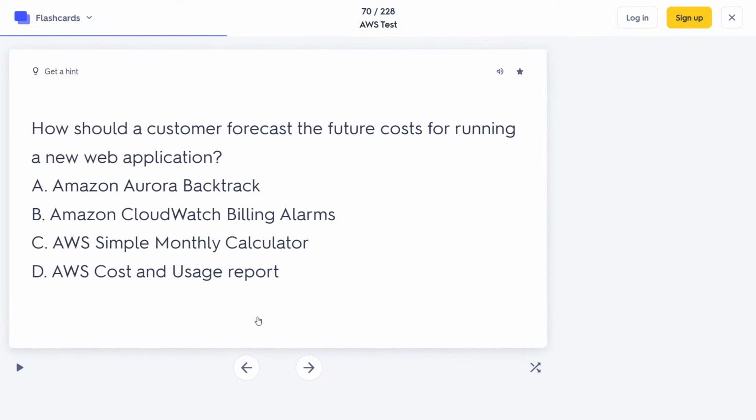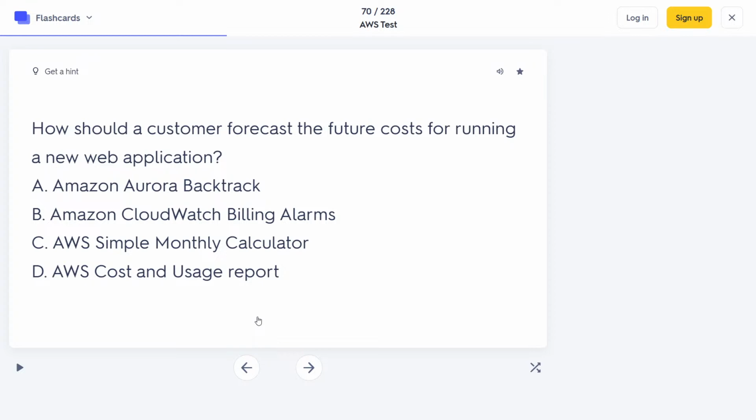How would a customer forecast the future cost for running a new web application? Well, I would like to go with option number C, but let's think about it. CloudWatch billing alarms, that's after we have reached the amount, but we have to estimate or forecast. Amazon Aurora backtrack. So it is either C or D. It is C because cost and usage report is a report method. It is D.